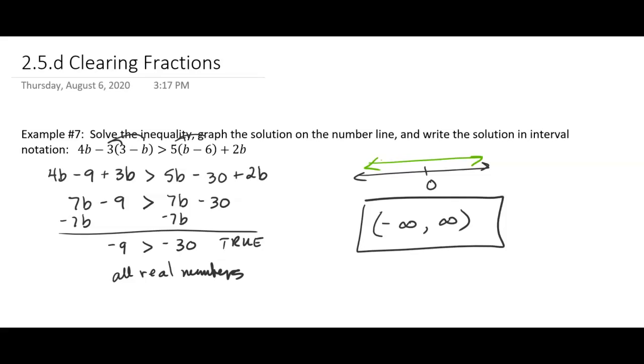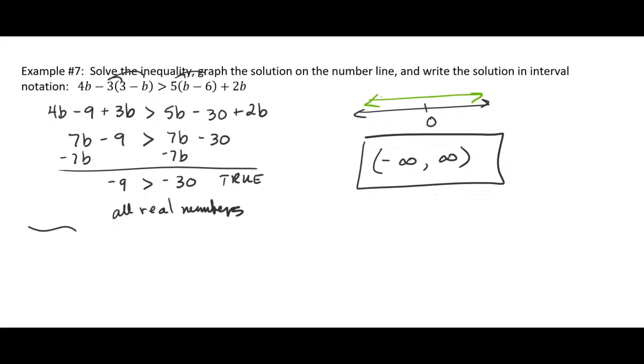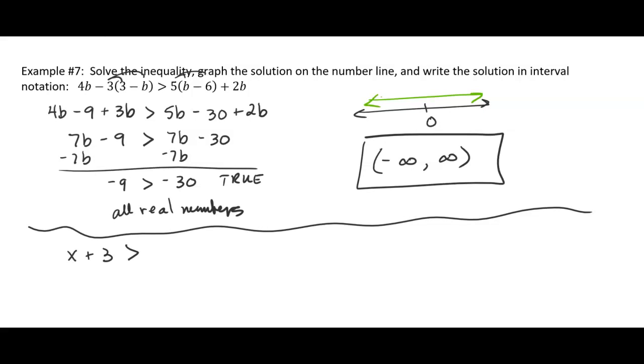Now, I'll try to read your mind here a little bit. So what if it had not been true? What if it had been false? Then it would have been a contradiction. Let's see if I have a little room. So new problem. Say you had x plus 3 is greater than x plus 5. And so you're like, oh, okay, I'll subtract x. Then you get 3 is greater than 5. Well, that is not true.